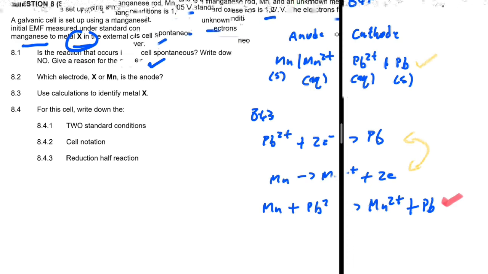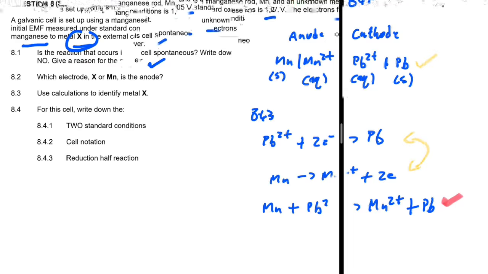2.4, in which directions A or B will anions move in the salt bridge? So anions move towards the anode, and cations move towards the cathode. It is easy to see that the anions are moving towards A. 2.5, calculate the EMF of the above cell under standard conditions.